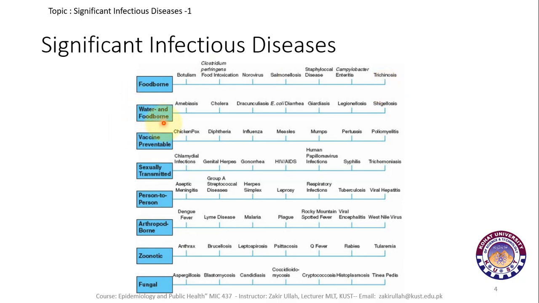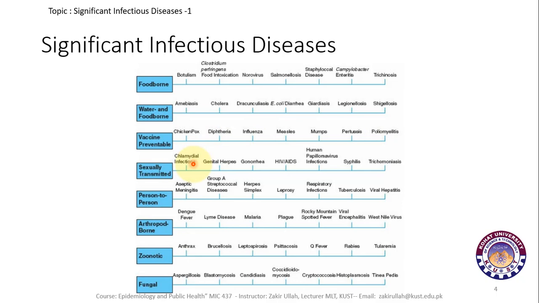The water and foodborne diseases, their agents and the diseases are amoebiasis, cholera, dracunculiasis, E. coli diarrhea, giardiasis, legionellosis, and shigellosis. The diseases which can be prevented by vaccines include chickenpox, diphtheria, influenza, measles, mumps, pertussis, and poliomyelitis.